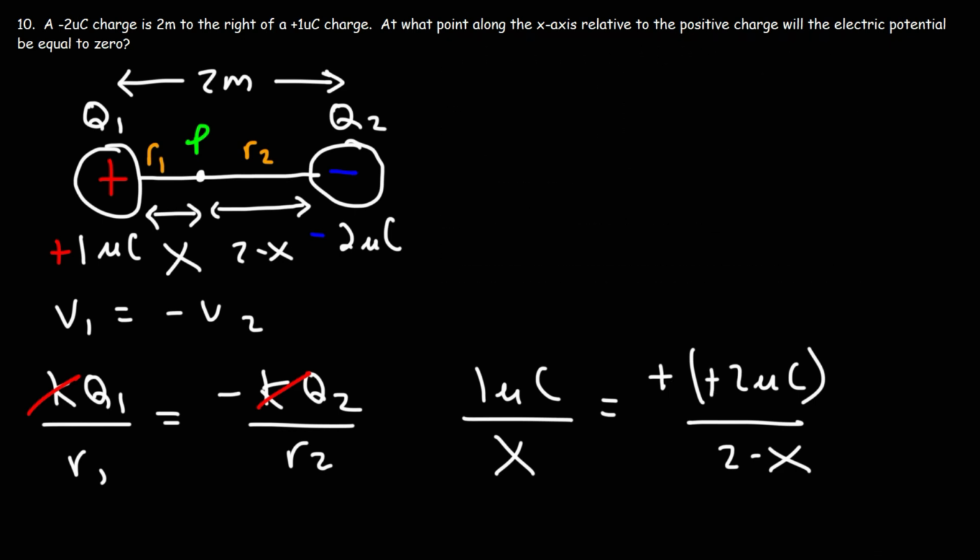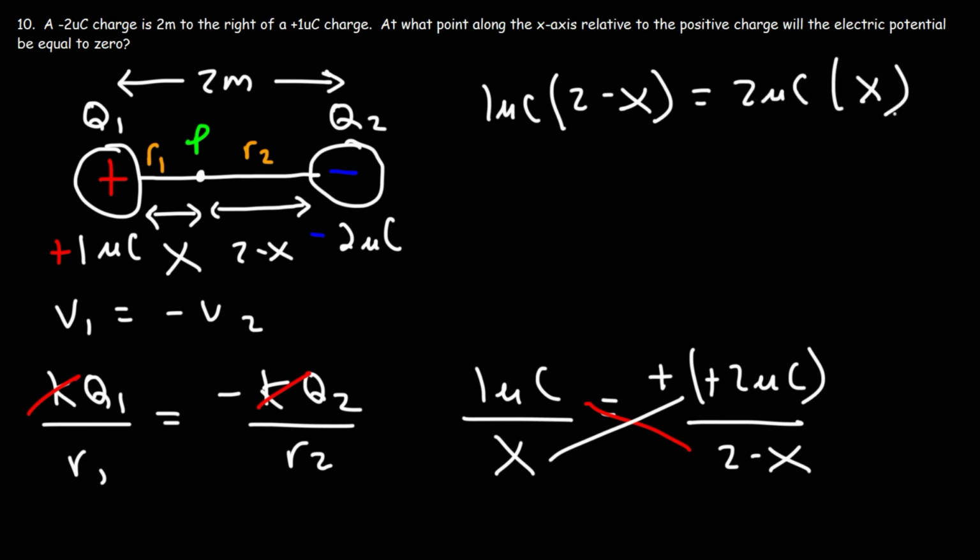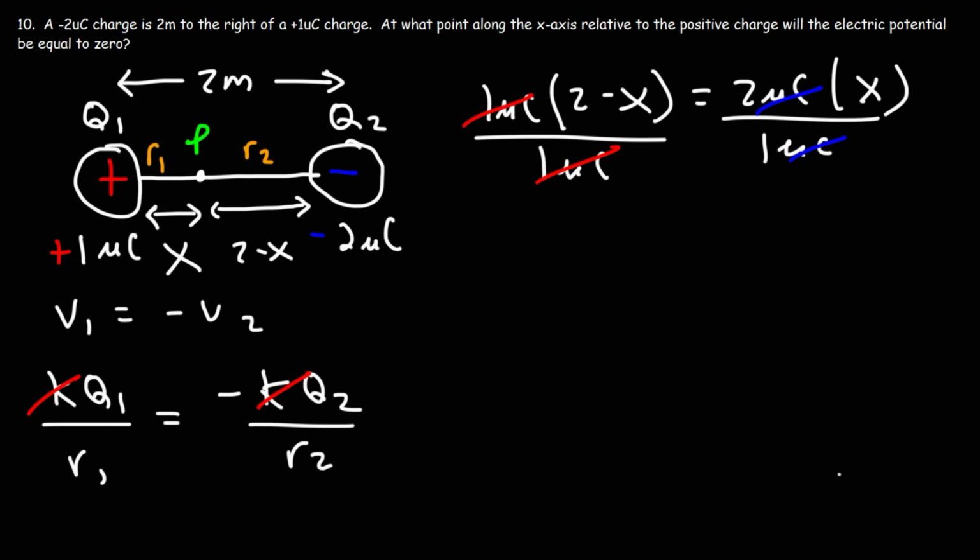And now what we can do at this point is cross multiply. So 1 microcoulomb times 2 minus X, we're going to have this, and then we're going to have X times 2 microcoulombs. So let's divide both sides by 1 microcoulomb. These two will cancel, and on the right side, the unit microcoulombs will cancel. So we'll be left with 2 minus X on the left, and then 2 times X on the right.